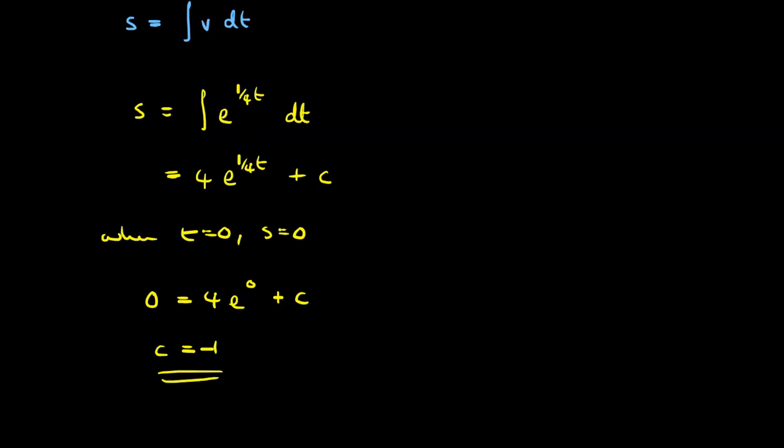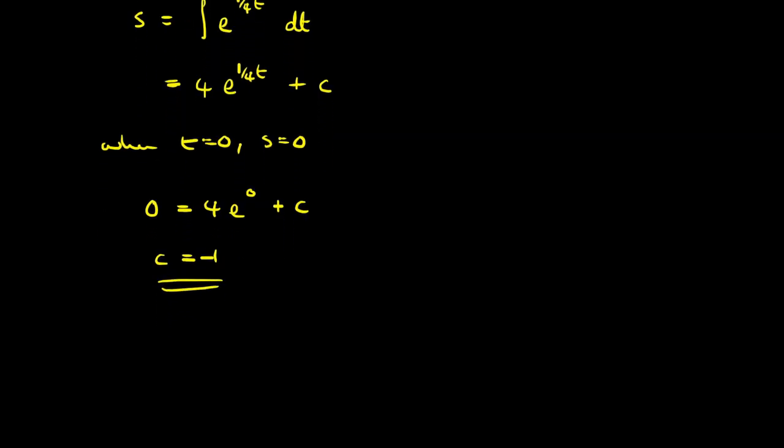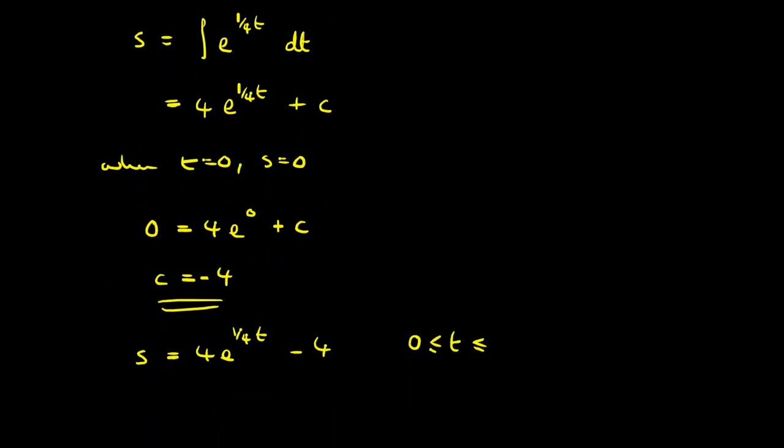Okay, so what we've got here is that the displacement is given by 4e to the power of a quarter t minus, not -1, -4 is what I meant to write there. Beg your pardon, let me just get rid of that. -4. And of course, that's true if t is greater than 0, but less than 4. Okay?